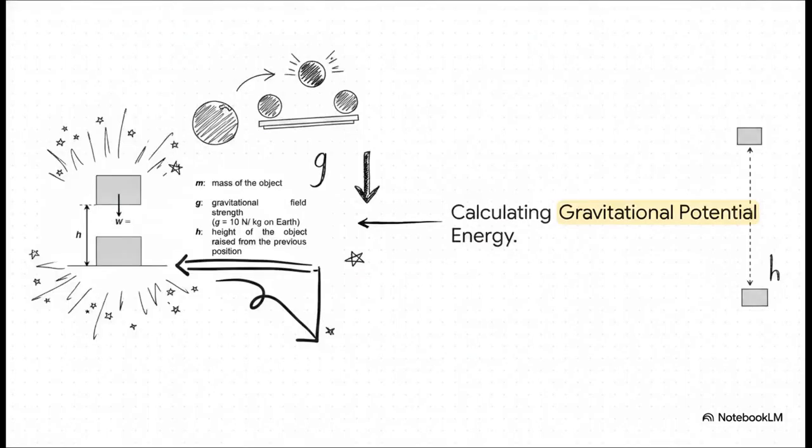All right, so our first major formula is for gravitational potential energy, or EP. An object's energy here depends entirely on 3 things: its mass, the Earth's gravity, and its vertical height from its previous position. The formula is beautifully simple. EP equals m times g times h.